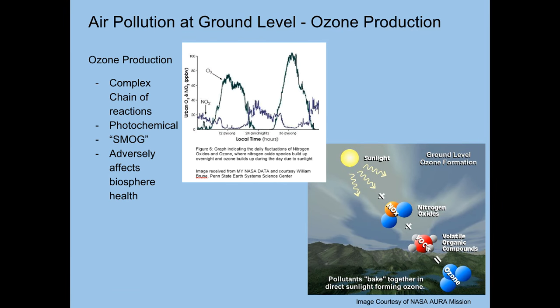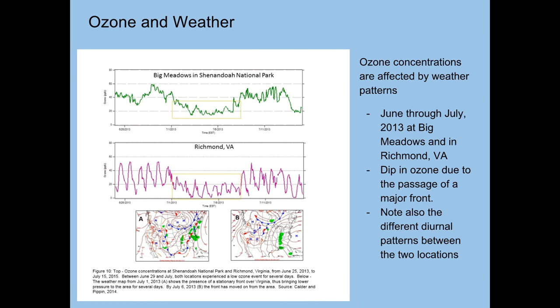A lot of this ozone gets blown from power plants out into rural areas, and actually significantly affects rural air quality as well. And of course, it's detrimental to both human health and plant health. So the entire biosphere is affected by this in negative ways. Here are some examples of how weather interacts with ozone. Again, the lower troposphere below the boundary layer is quite complicated. Let's look for a moment at the difference between the diurnal patterns between these two locations. At Big Meadows, a major ozone monitoring station, located in Shenandoah National Park.